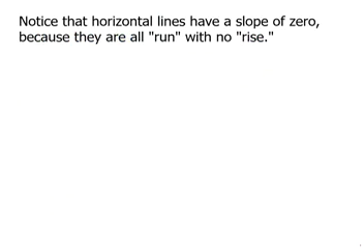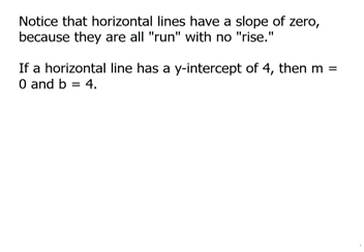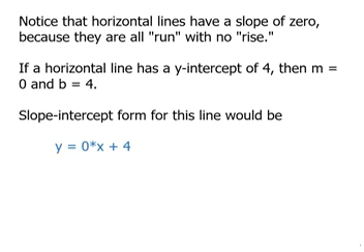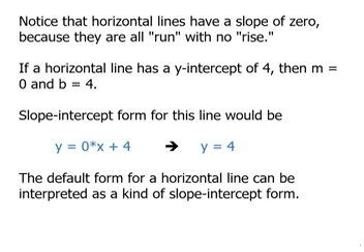Notice that horizontal lines have a slope of 0 because they are all run with no rise. If a horizontal line has a y-intercept of 4, then m equals 0 and b equals 4. And so the slope-intercept form for this line would be y equals 0 times x plus 4, or in other words, just y equals 4. The default form for a horizontal line can be interpreted as a kind of slope-intercept form. It's what happens when slope equals 0.